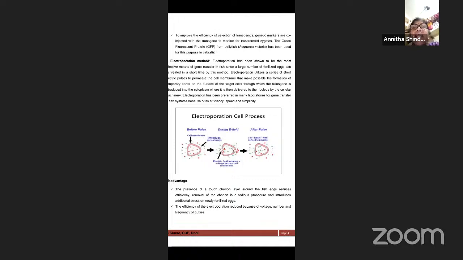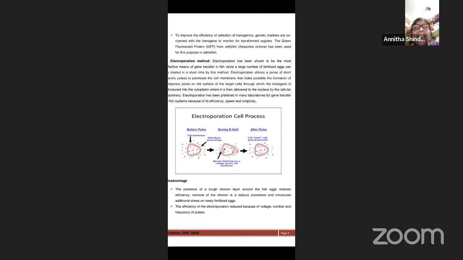Electroporation actually involves a large number of fertilized eggs. So you can transfer the transgene into a large number of fertilized eggs in a very short span of time. But the thing is, it needs electricity. So it utilizes a series of short electric pulses. When it is using a series of short electric pulses, those electric pulses or electric waves have to pass the cell membrane. That means the cell membrane allows the electric pulses to enter into the cytoplasm.